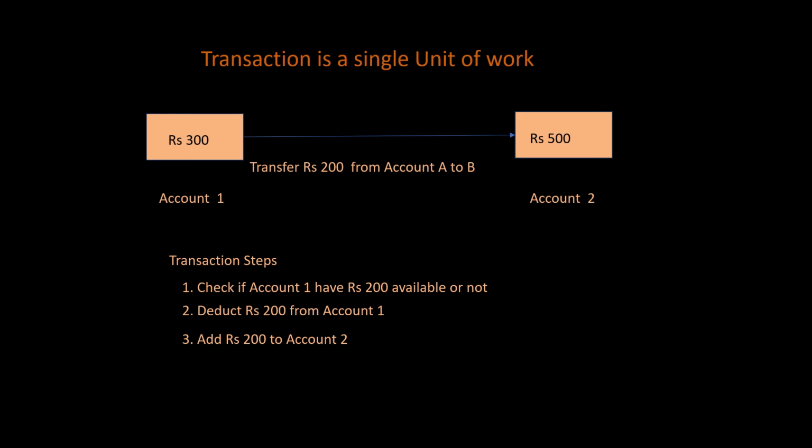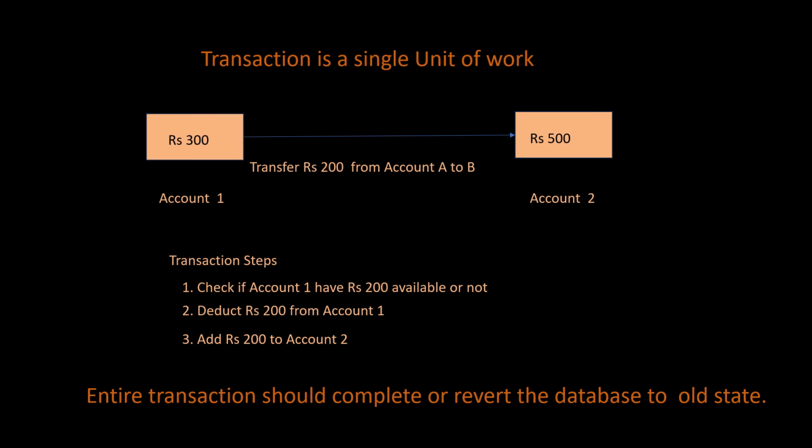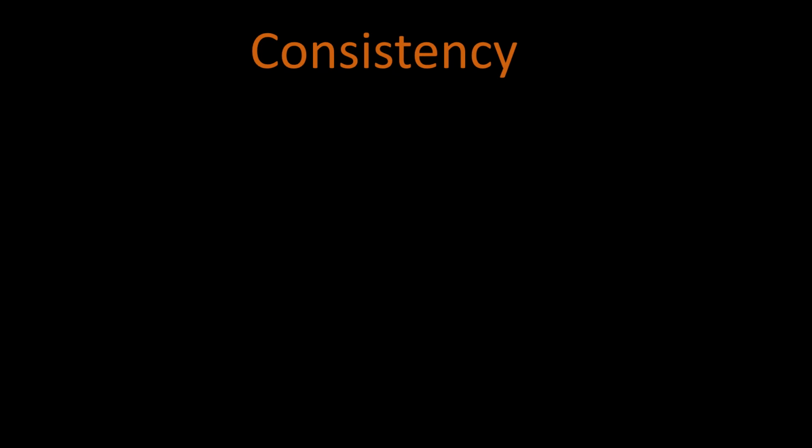If the steps of the transaction go well, then we are going to a new state of the database. Otherwise, we will revert to the previous state. So the entire transaction should complete or be reverted, making sure the database goes back to the old state as well. Otherwise, suppose you deduct the amount from account one but don't add it to account two, it will be a stale state. So we have to make sure that data is consistent across all the accounts or the system.